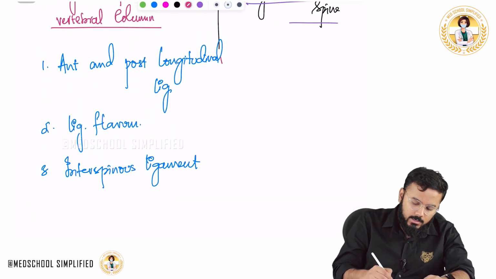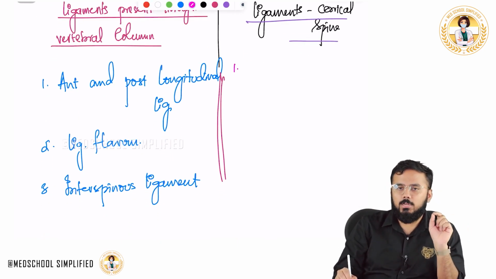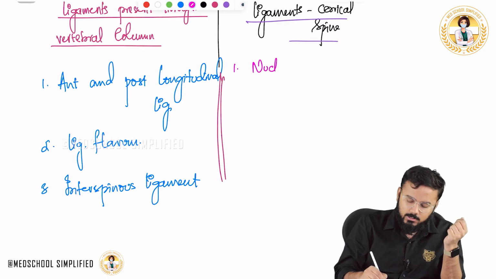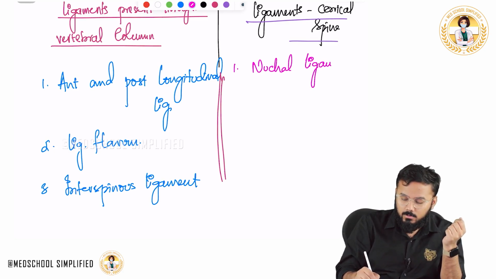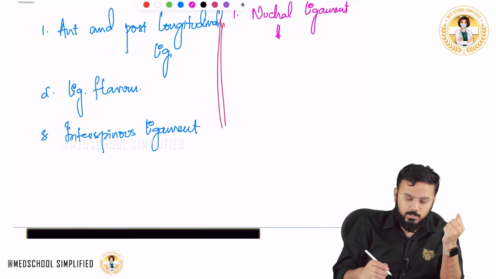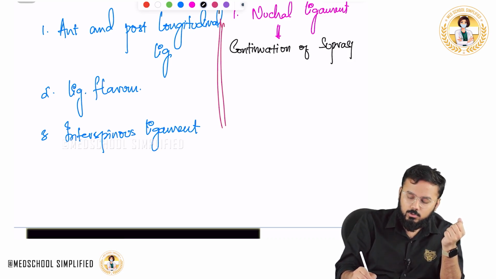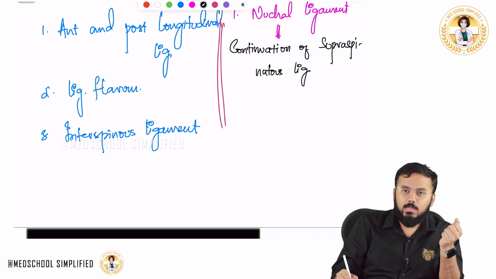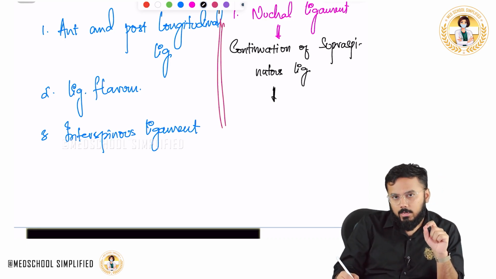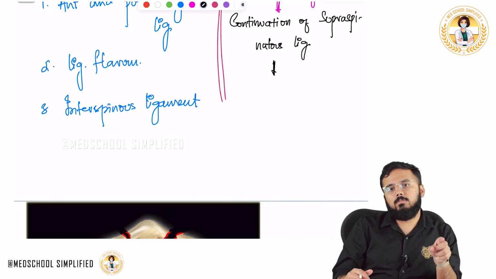Next, when it comes to the ligaments of the cervical spine, the first important ligament related only to the cervical spine is the nuchal ligament. What is this nuchal ligament? The nuchal ligament is nothing but the continuation of your supraspinous ligament. Next important thing: where is this nuchal ligament present? It is present all the way from C1 till C7.